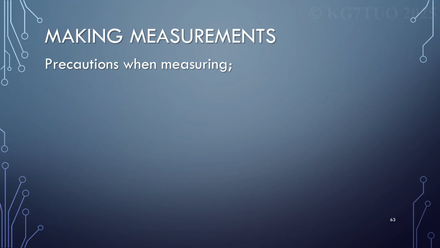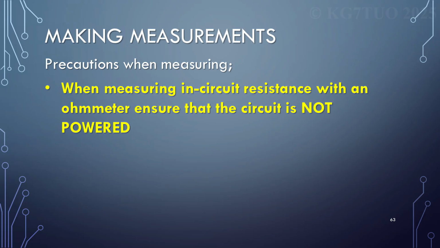All right, precautions when measuring. When measuring in-circuit resistance with an ohm meter, ensure the circuit is not powered. So when you're measuring resistance, you don't want electrons flowing through there because it'll flow through your meter and hurt it and possibly you.